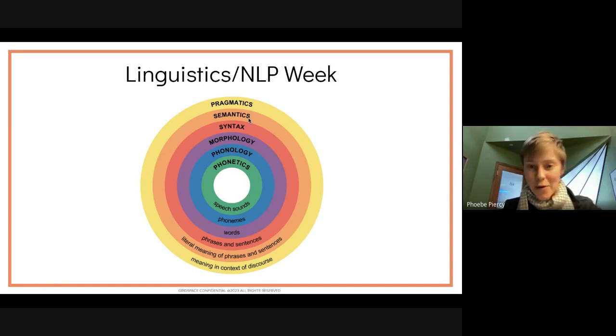Semantics then applies to all of this. So this is meaning within these phrases and sentences and words. And then pragmatics can be seen as the umbrella of how that changes in context. So that's a rough breakdown of the fields of linguistics. Today we're going to be focusing on morphology.